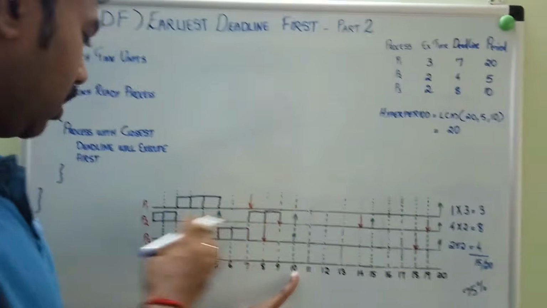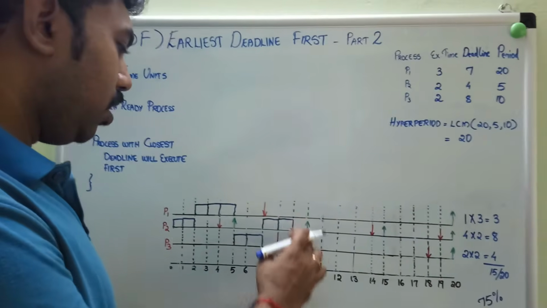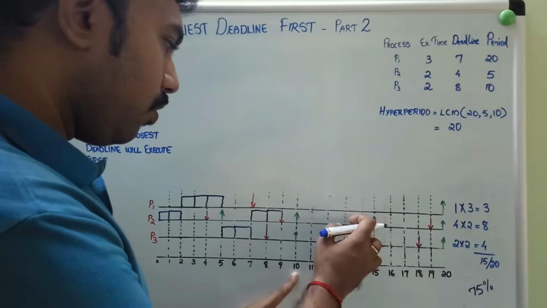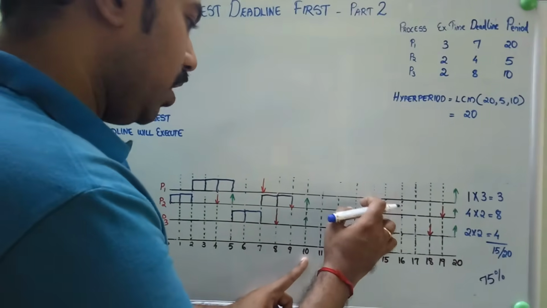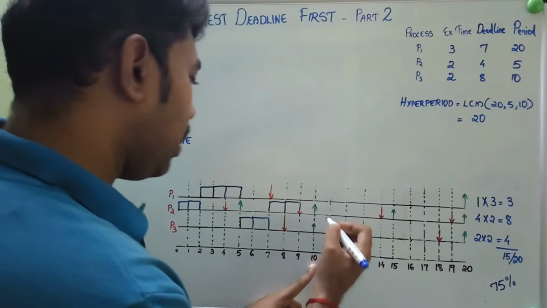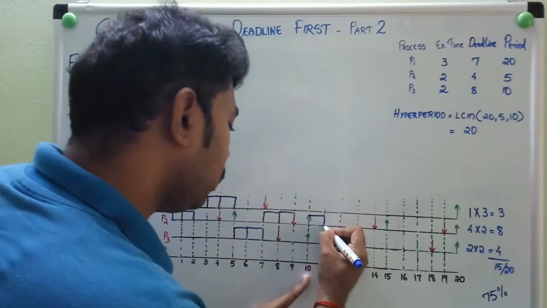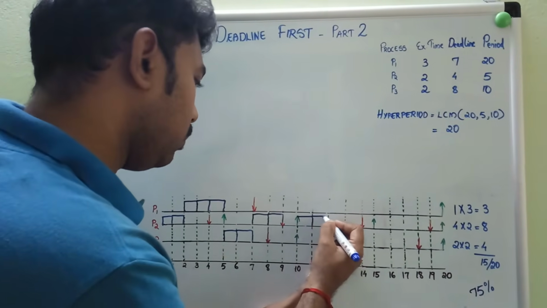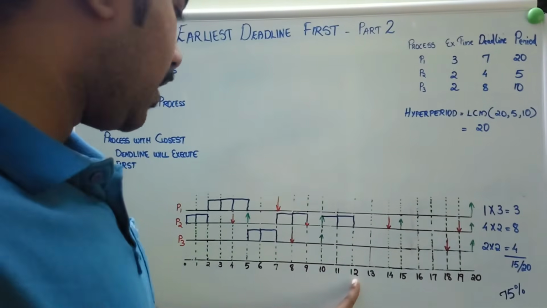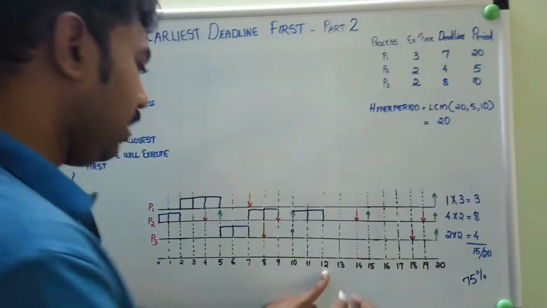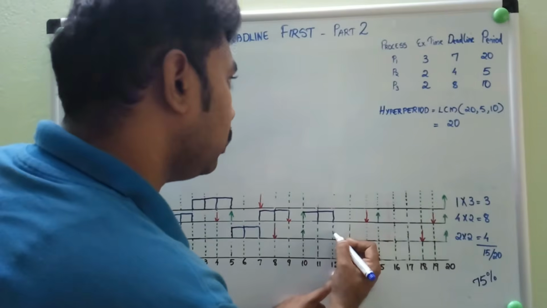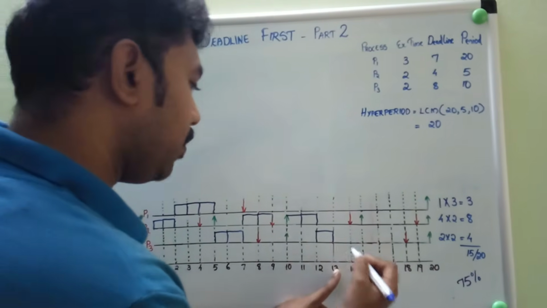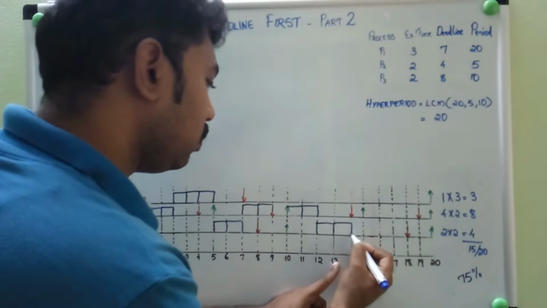Now we have to concentrate only on P2 and P3. P2 and P3 are the ready processes at time t equal to 10, out of which P2 has the closest deadline, so P2 can start executing. At 11, again P2 has the closest deadline. Now we are at 12, only P3 is the ready process, so P3 can execute. At 13 also, only P3 is ready for executing.